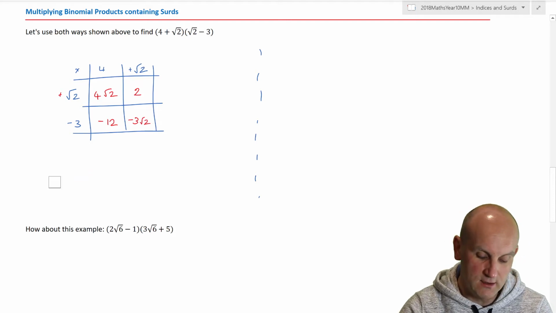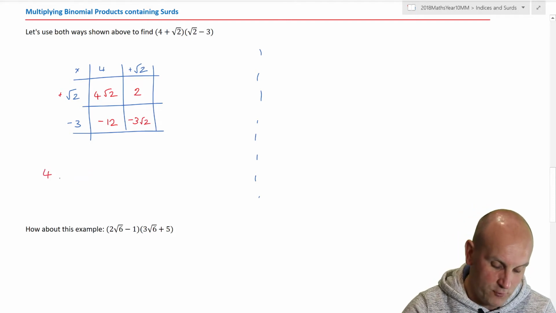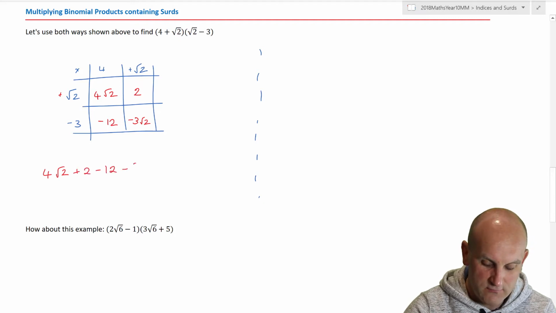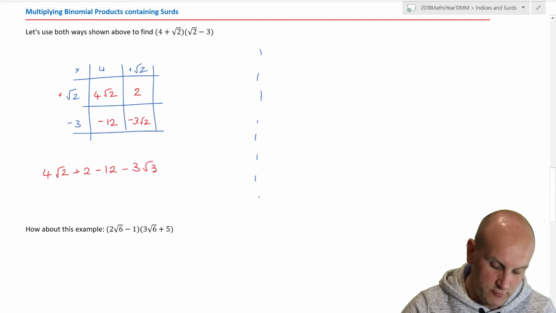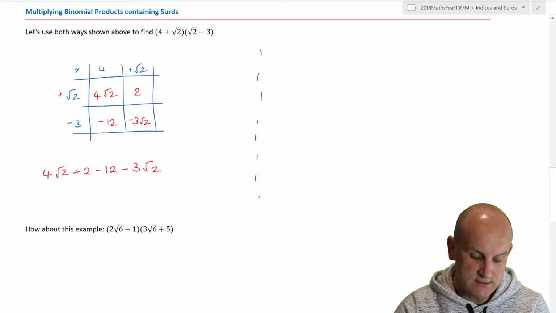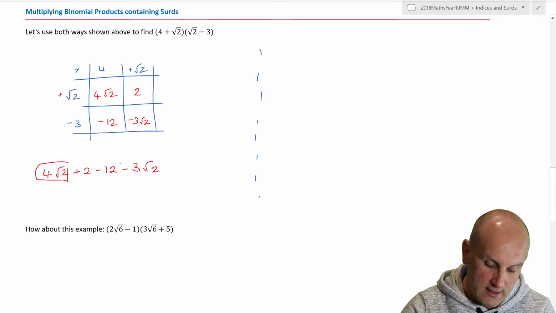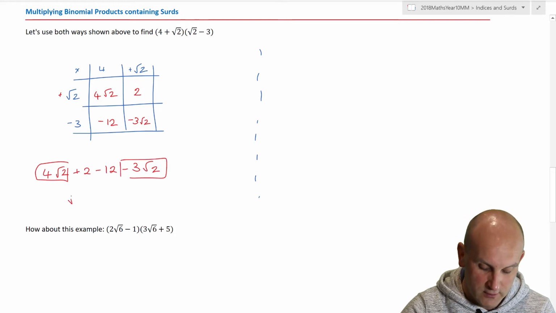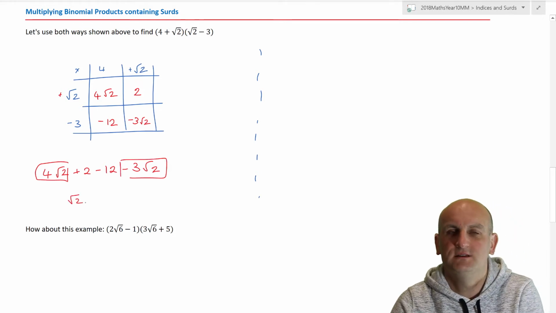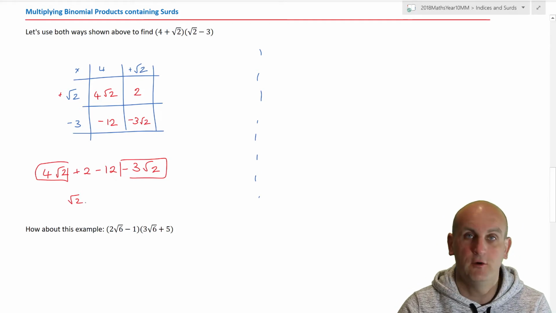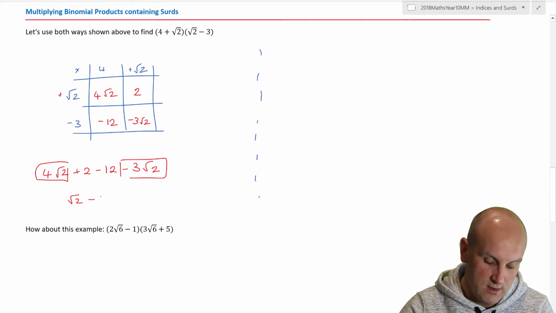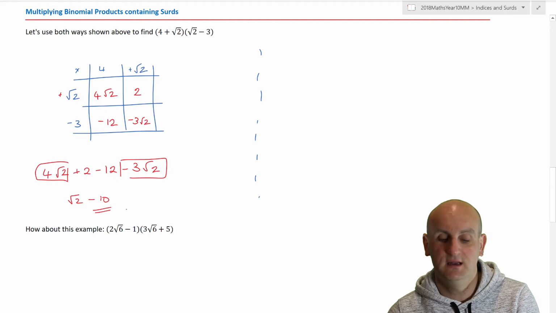So rubbing this out to make life a bit easier, all I do now is say I've got 4 root 2 plus 2 minus 12 minus 3 root 2. Now we're going to collect like terms. So I've got 4 root 2s and I'm going to take away 3 root 2s, which gives me a root 2. I always do my surds first. Then my numbers, I've got plus 2, minus 12, which is minus 10. So root 2 minus 10.